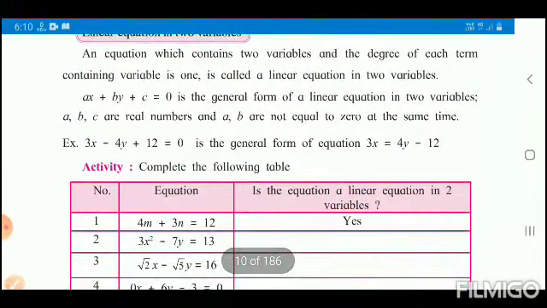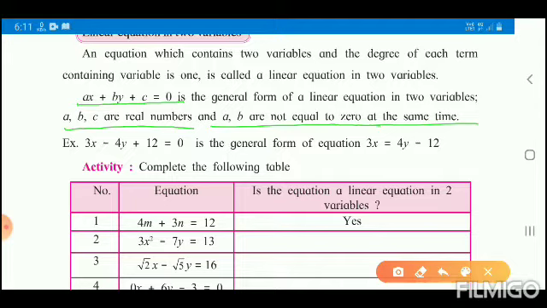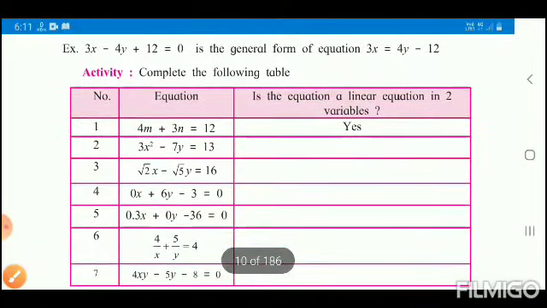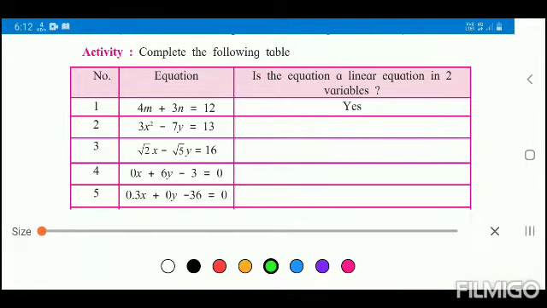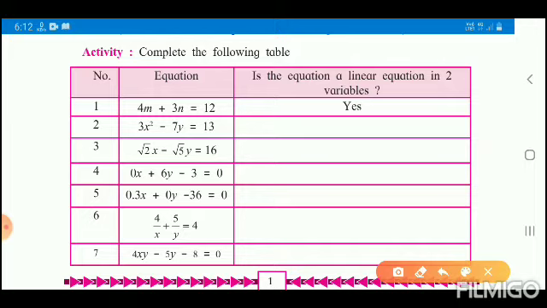Okay, now we will see the example, that is 3x minus 4y plus 12 is equal to 0. It is in the general form of equation, 3x is equal to 4y minus 12. Okay, now they given here one activity. We will see this activity. Complete the following table. They given the equations and you have to decide whether the equation is a linear equation in two variables. First equation they given, that is the equation is 4m plus 3n is equal to 12.